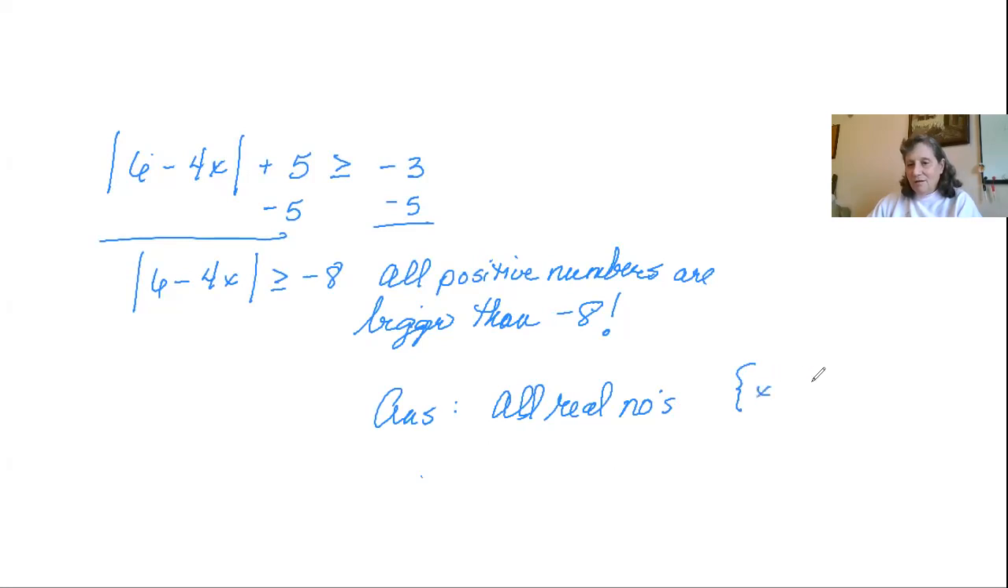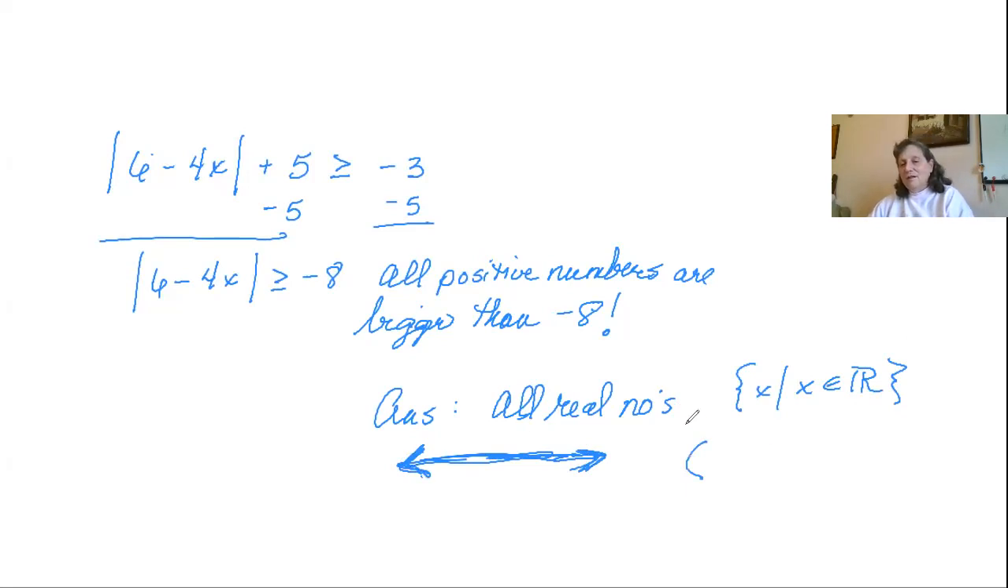It would be the set of x such that x is a real number, or the graph would be all numbers, or the way we write interval, all real numbers in interval notation is we say from -infinity to infinity. And of course, you always use parentheses on infinities. Okay, so that was an accident, but it was a good accident.